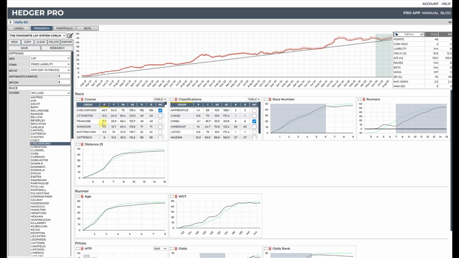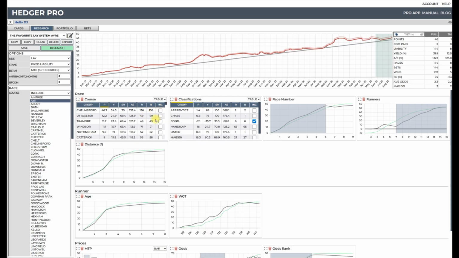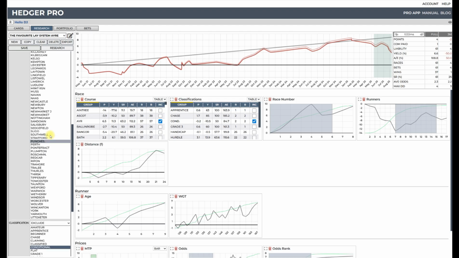Just while we're at it, let's do a mid-range one with these settings. I turn these settings off anyway, so it doesn't really matter. Let's just choose one at random. As long as it's not Ayr... let's just choose Ayr, and I am going to copy this. Turn off Chelmsford. So it's just Ayr. You see there, we've just got Ayr selected.